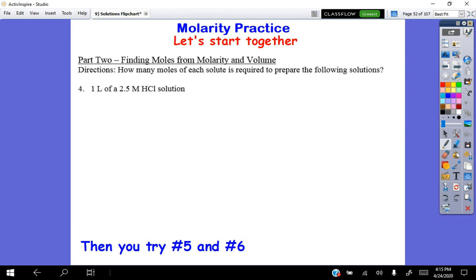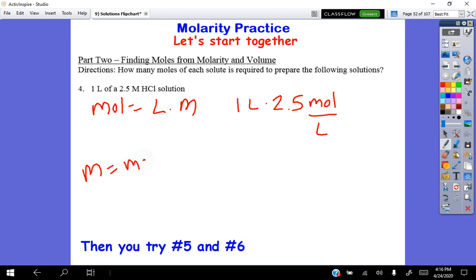All right, the next part, we're finding moles given molarity and volume. So this is going to use our second equation. Moles is equal to liters times the molarity. So I just need to plug in. I have 1 liter times 2.5 capital M. Capital M is molar, but I'm going to write it a different way so you can see the units change. Remember, M is equal to mole over liter.